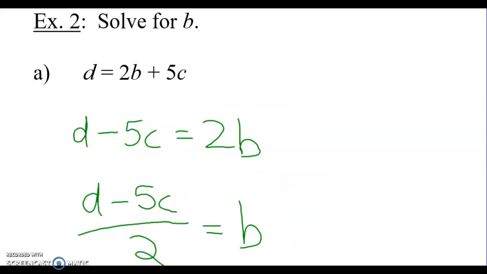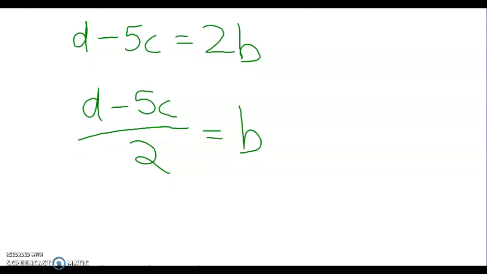Example 2, you are asked to solve for b. Again, that's the same thing as asking you to isolate for b. So you can see we have 3 variables here. I'm going to follow the exact same method. I want b all by itself. So I'm going to take this 5c and I'm going to move it this time to the left-hand side. So it's a positive 5c. When I move it over, it's going to become d minus 5c equals 2b. I need to get rid of this 2, so I divide both sides by 2. And I'm left with d minus 5c all over 2 equals b.